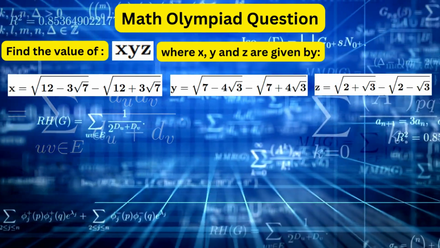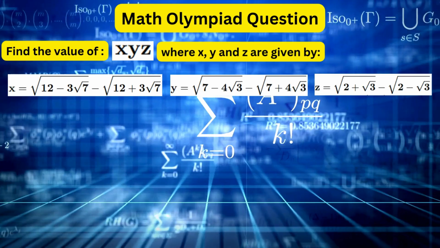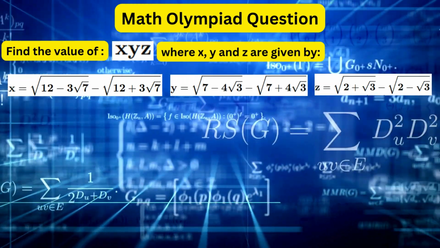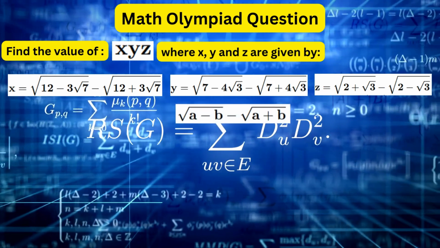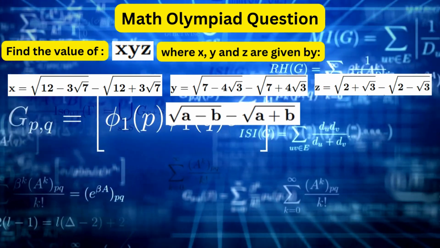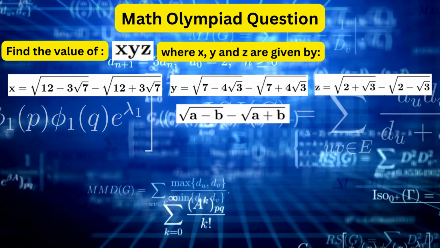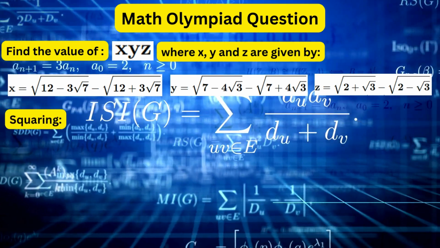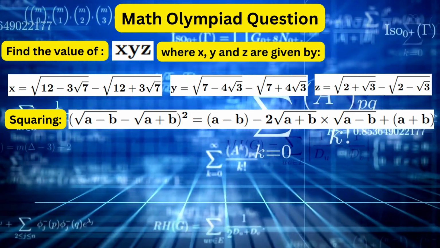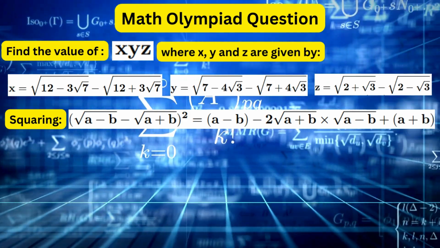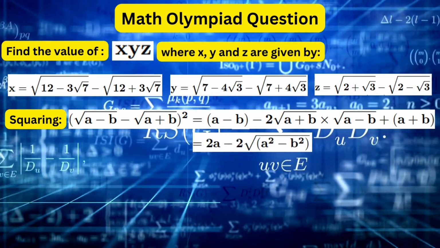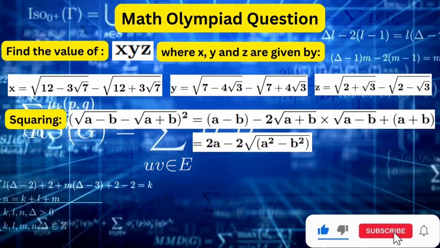So we've got this really interesting problem on surds today. The first thing we need to notice here is that each of x, y and z have essentially the same form, which is square root of a minus b minus square root of a plus b for some a and some b. Now squaring this expression gives us a minus b minus 2 square root of a plus b times square root of a minus b plus a plus b, which of course simplifies down to 2a minus 2 square root of a squared minus b squared.